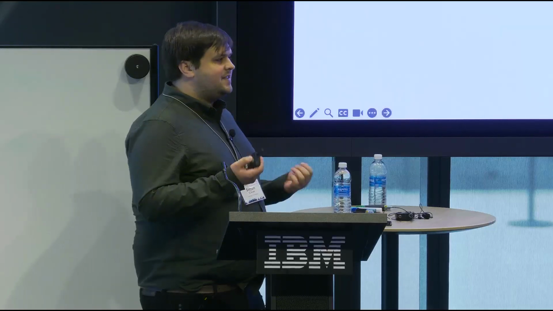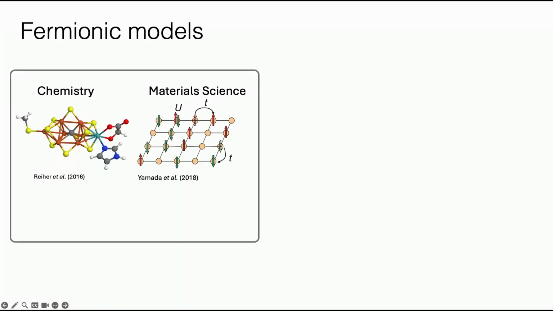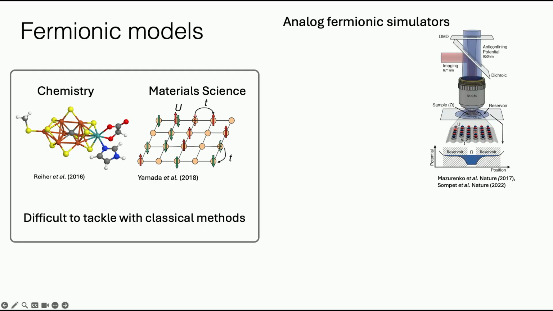So I think one obvious class of models that would be interesting to realize on quantum devices are fermionic models, because they underlie many different scientific fields, from chemistry to material science to high energy physics. And of course, they're known to be difficult to often tackle with our classical simulation methods. And this has given rise to a whole field of quantum simulation based on analog fermionic simulators.